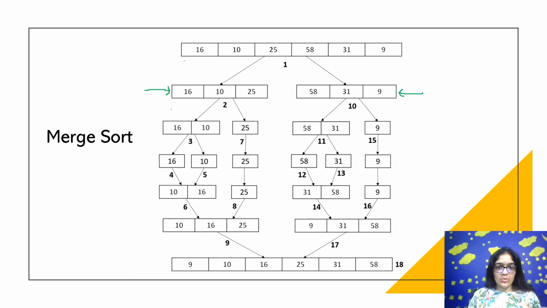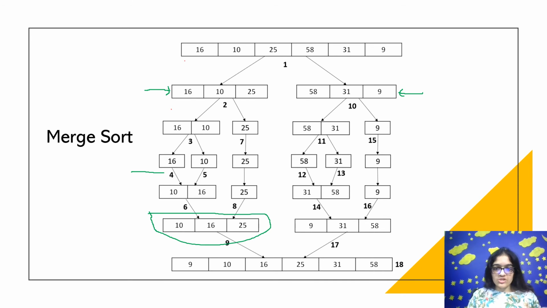So we will further divide this as 16 and 10 together and 25 individually. We would follow this step until the size becomes 1. Once the size becomes 1, we would start combining the values in ascending order. So here you can see that the left half is sorted. Now we will move on to the right side and follow the same steps.